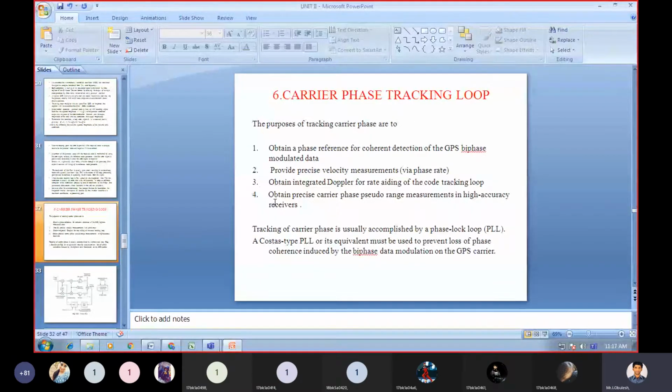Now we are going to discuss the sixth step of signal acquisition and tracking. The sixth step is the carrier phase tracking loop.